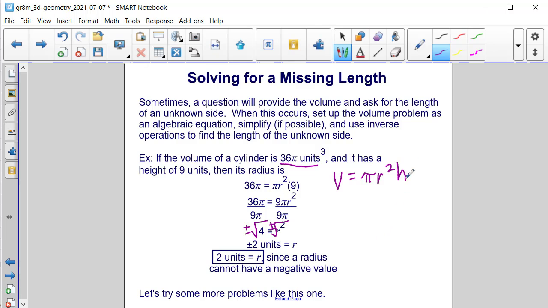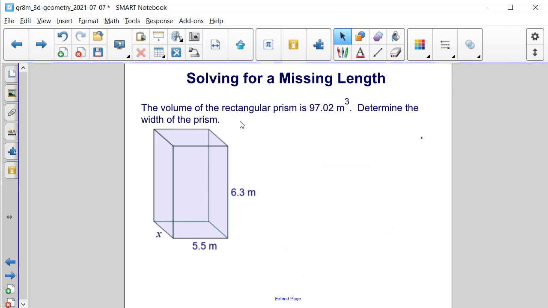Let's try some more problems like this one. The volume of the rectangular prism is 97 2/2 cubic meters. Determine the width of the prism.